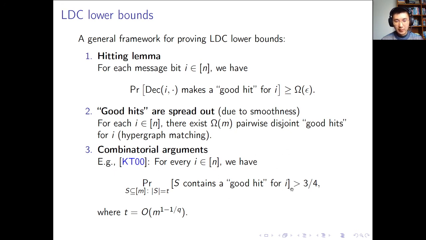In the third step, usually that's going to be a combinatorial argument which finally produces the lower bound. And for this step, different papers have different arguments, and we'll take the argument from Katz and Trevisan as an example. They showed that for each i, if we take a random set S of size t, then the probability that S contains a good hit for i is at least 3/4. And we can actually take t to be something like m to the 1 minus 1 over q. This is what allows them to prove the slightly superlinear lower bound.